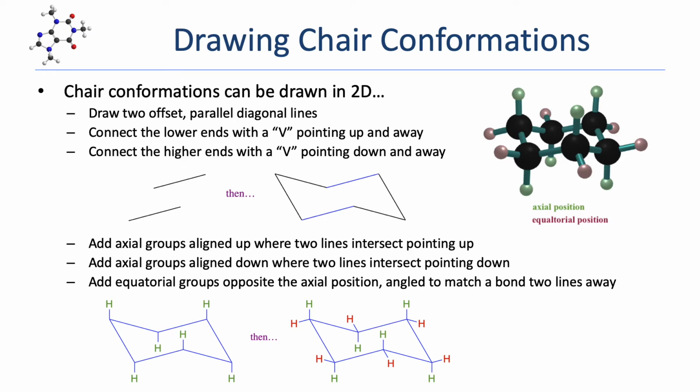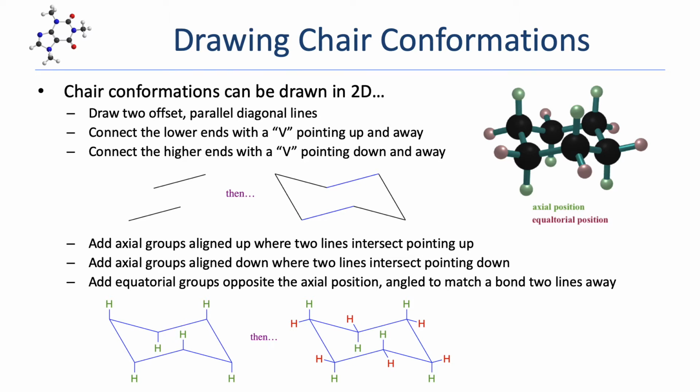Now all you have to do is repeat it for every carbon on the ring. If we move clockwise from that leftmost carbon, look at the next one. We have a hydrogen that is axial pointing down, and that means that the other group must be equatorial and pointing upward. If you look, we want to draw it parallel to two lines over, and that means that this bond, for example, is what we want to draw it parallel to. And again, remember to draw it pointing away from the ring.